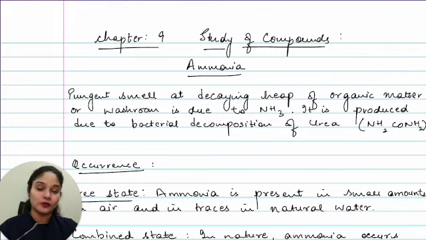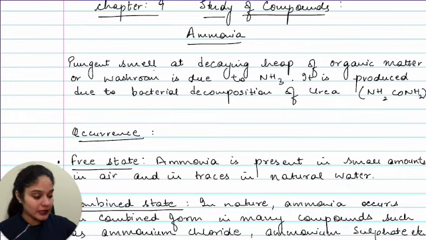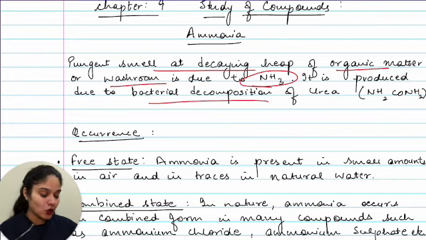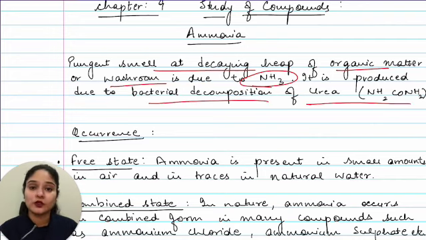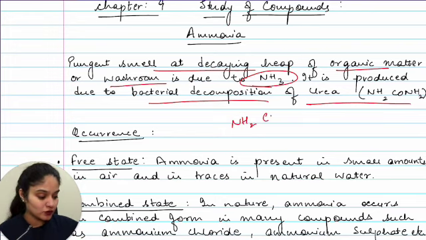Why does a bathroom or a restroom smell of ammonia? That is because ammonia is produced on decomposition of urine. Okay, so when urine is decomposed, ammonia is secreted, and when ammonia is excreted everywhere, the smell of course becomes pungent. So pungent smell at decaying heap of organic matter or washroom is due to ammonia. It is produced due to bacterial decomposition of urea. Okay, how can you remember the formula for urea? NH2 on both the sides, and in the center you have a CO. So NH2, CO, NH2.